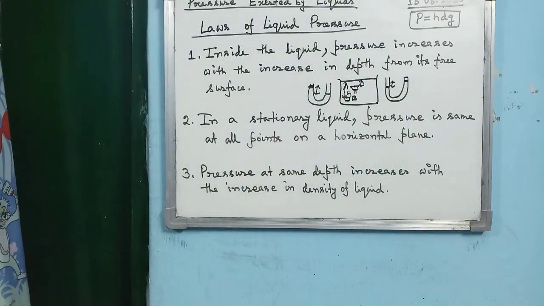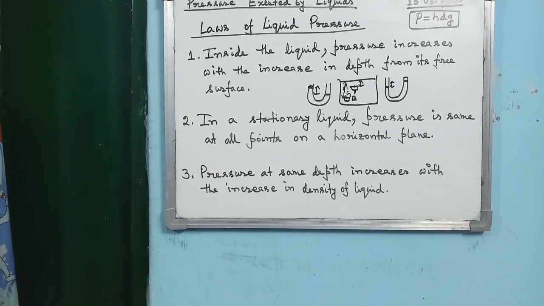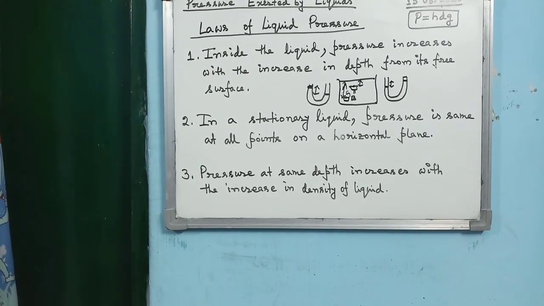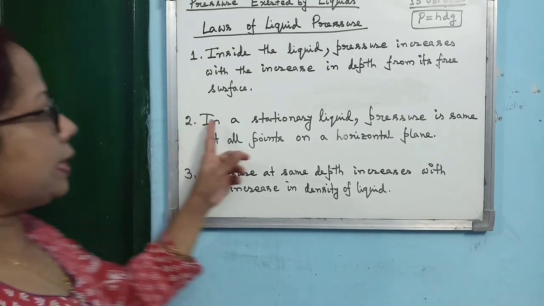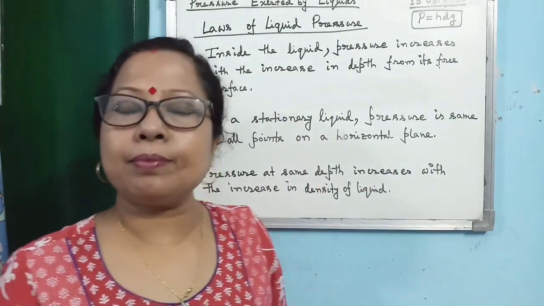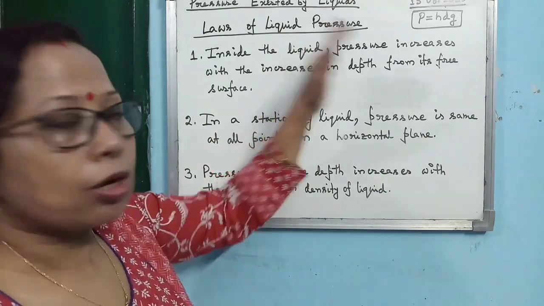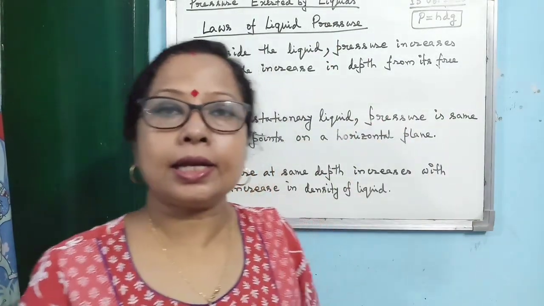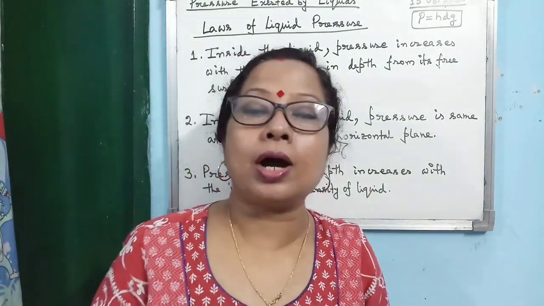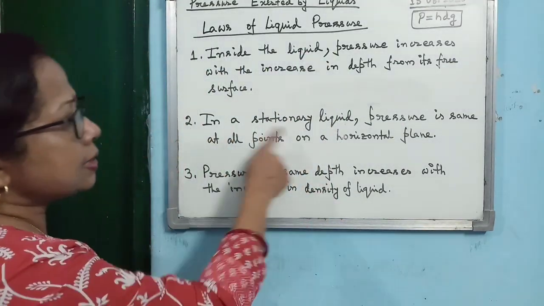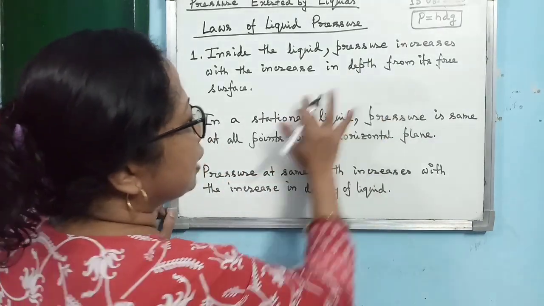And what does the first law state? That if you increase the depth of the point from the free surface, then pressure increases. Now in the second law, what is said? In a stationary liquid. Stationary means what? The liquid which is not moving. These laws of liquid pressure are all applicable for stationary liquid only, although we have not mentioned it. But it is understood that it is applicable for stationary liquid only. In a stationary liquid, pressure is the same at all points on a horizontal plane.